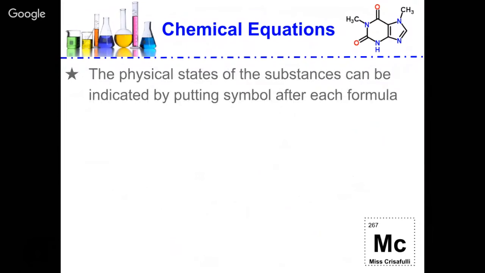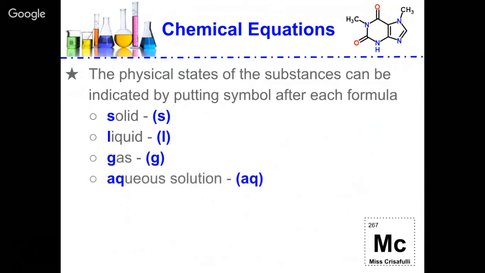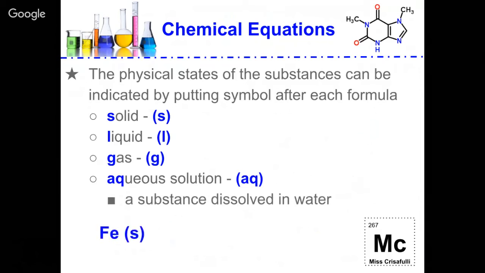Then you need to add the physical states of substances, and you are going to add them by adding symbols after each of the element formulas or compound formulas. So S is a solid, L is a liquid, G is a gas, AQ is aqueous, which remember means a substance that is dissolved in water. And so for our equation that we've been writing for the last few slides, it's iron solid plus oxygen gas to make iron 3 oxide solid.